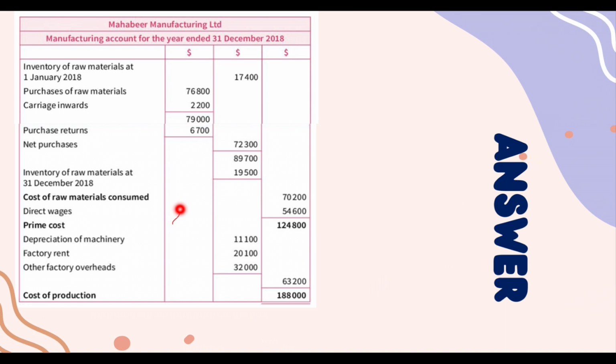Then direct wages. Like I said, in most cases you will not have direct expenses. So you add up your direct wages with your cost of raw material, and you will have $124,800 as your prime cost. Add your overheads to the prime cost. You add on to this, and you have this. That's it.